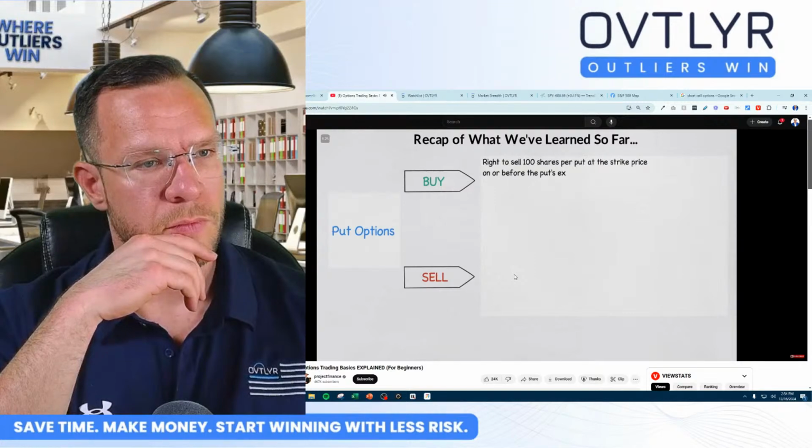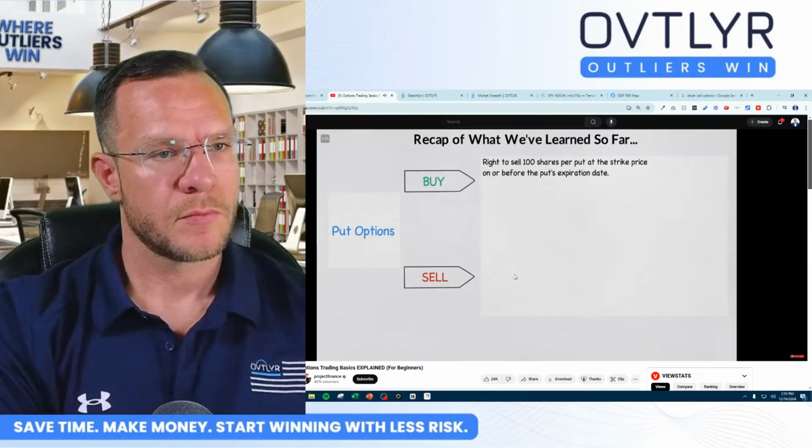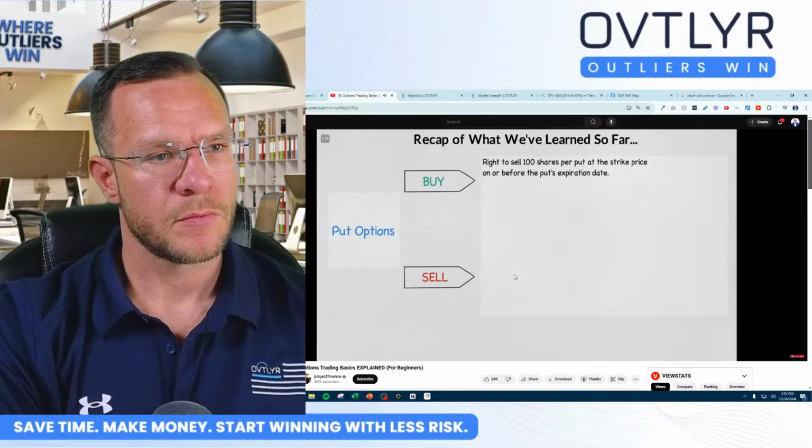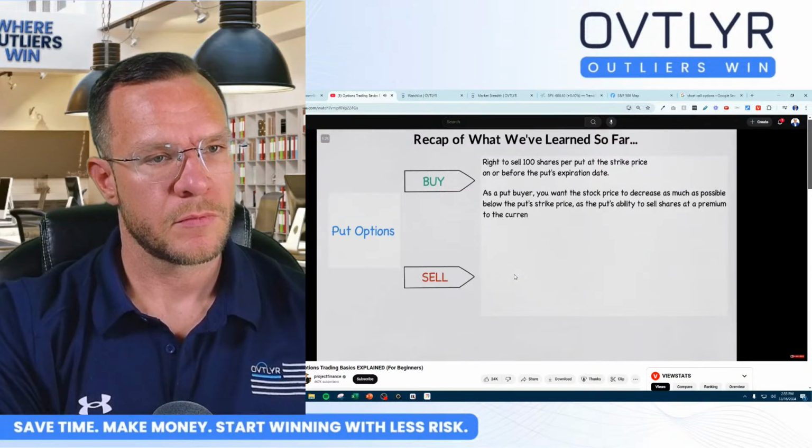When you buy a put option, that gives you the right to sell 100 shares of stock per put at the strike price on or before the put's expiration date. Now, as a put buyer, you want the stock price to decrease as much as possible below the put strike price, as the put's ability to sell shares at a premium to the current share price will become more and more valuable.